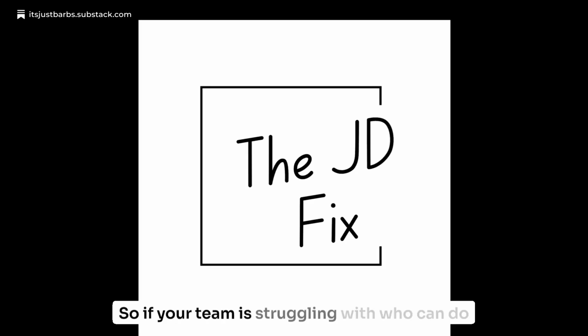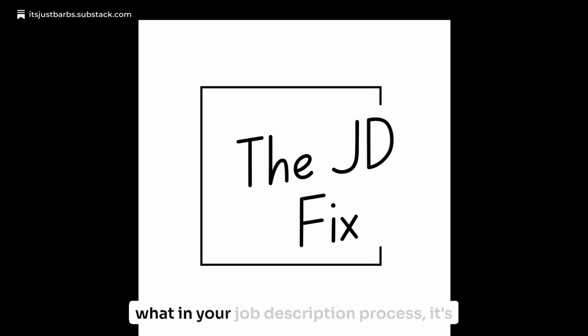So if your team is struggling with who can do what in your job description process, it's time to rethink your system. A little clarity on roles and permissions goes a long way in keeping collaboration smooth and secure.